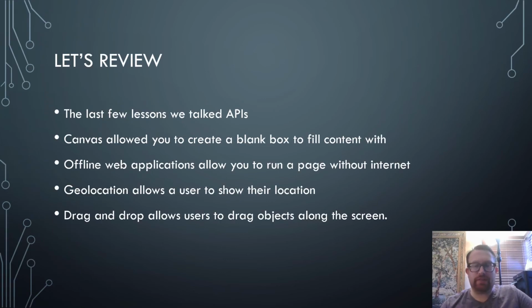So, over the past few lessons, we talked about APIs, and some of the APIs that we talked about were Canvas, offline web applications, geolocation, and drag and drop. Canvas was essentially a blank box to fill content with that you could create content on the fly. Offline web applications allow you to run a page without the internet, and geolocation allows the user to share their location, and then drag and drop allows users to drag and drop objects along the screen.